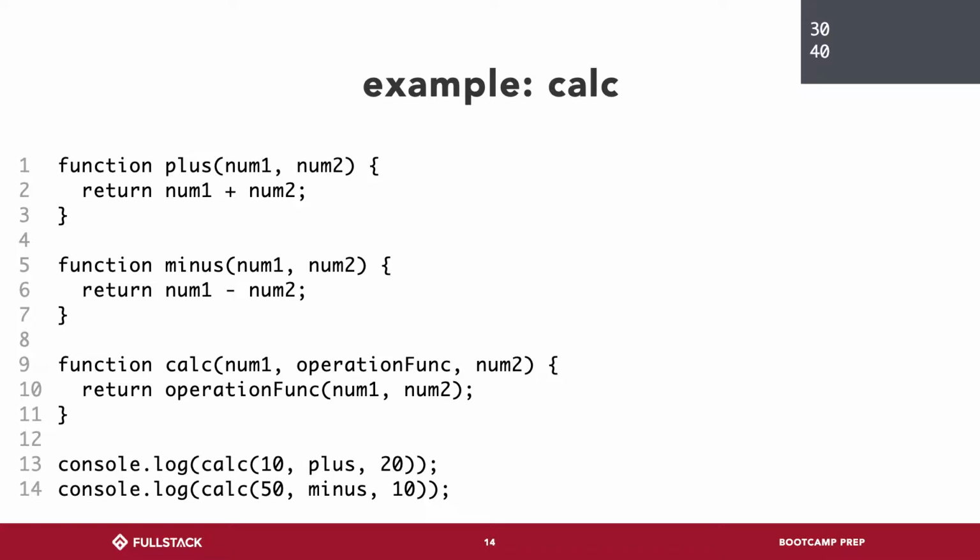That would be undefined. If you don't return num1 plus num2 in either plus or minus, the return value of that will be undefined, because if you don't return anything from a function, it implicitly returns undefined. So the return value of operation func here is undefined. So if you console log this, it will be undefined.